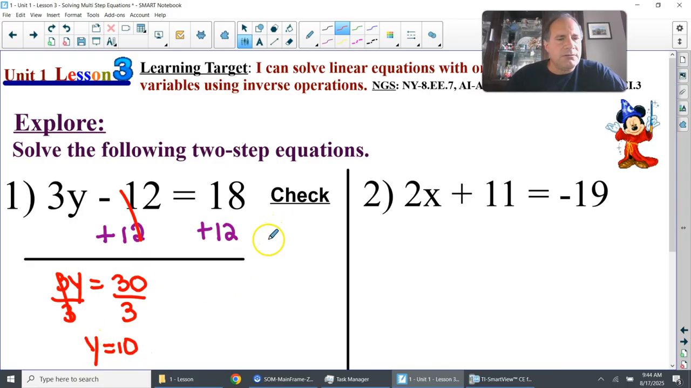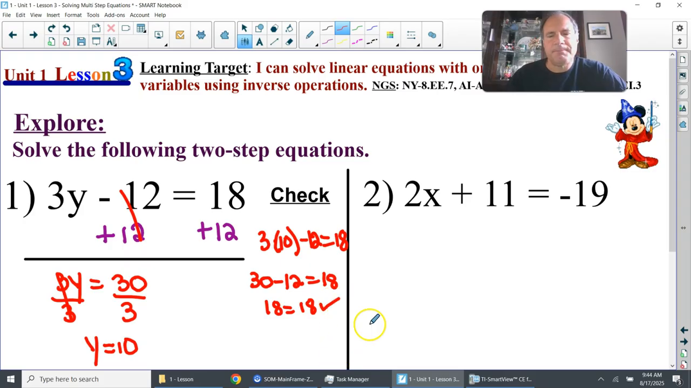To check it, we would have 3 times 10 minus 12 equals 18. And that would be true because it's 30 minus 12 equals 18. And you would get 18 equals 18, and that's how you check it. That's a check mark.